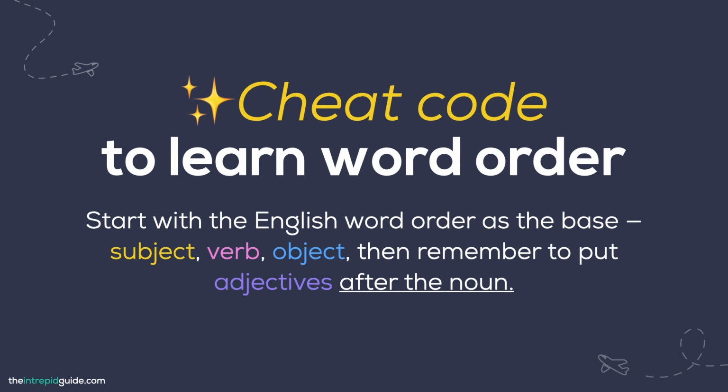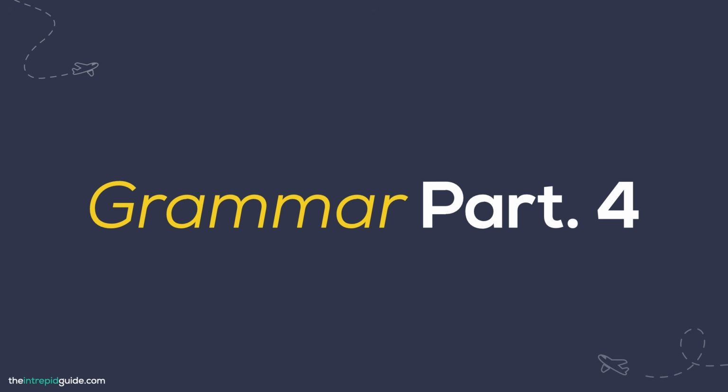That is, subject, verb, and object. Then remember to put the adjectives after the noun. This becomes more automatic with repetition. Now, this next part of Italian grammar is a brand new concept for English speakers, but if you do this one thing, it'll become second nature.